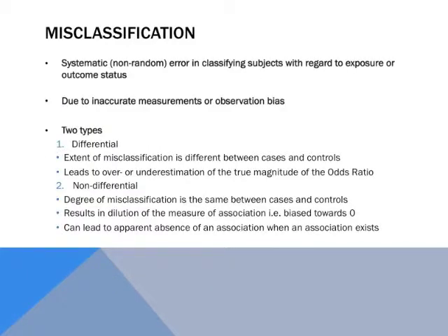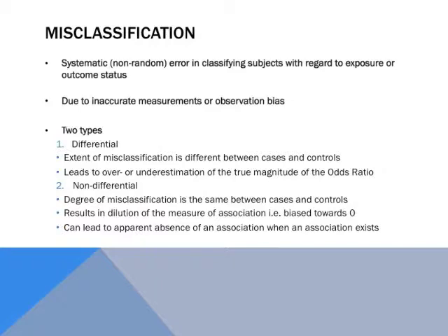Misclassification is a systematic, non-random error in classifying subjects with regard to exposure or outcome status. It is due to inaccurate measurements or observation bias. There are two types, differential and non-differential. Differential or non-random is when the extent of misclassification is different between cases and controls and leads to over or underestimation of the true magnitude of the odds ratio.